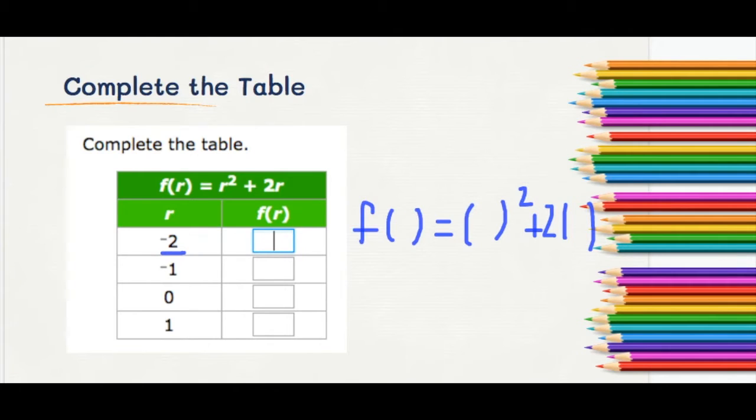Start with -2, put -2 inside the parentheses. So f of -2 equals (-2) squared plus 2 times (-2). And then we solve for it. Once again, if you want to use your calculator, you can, or you can just solve. -2 times -2 is 4. Positive 2 times -2 is -4. Then we have 4 minus 4, which is equal to 0. So when r is -2, f of r equals 0.